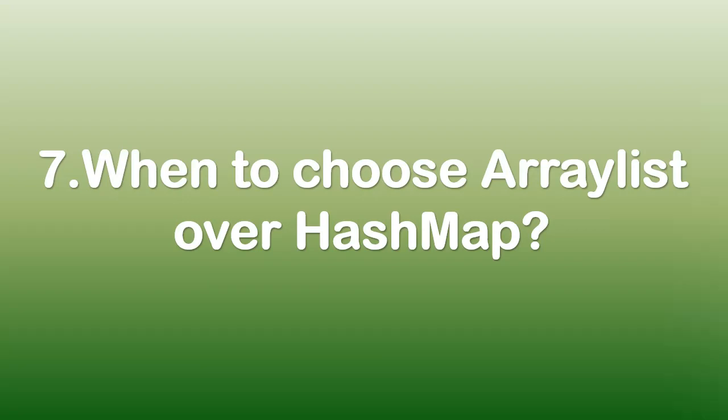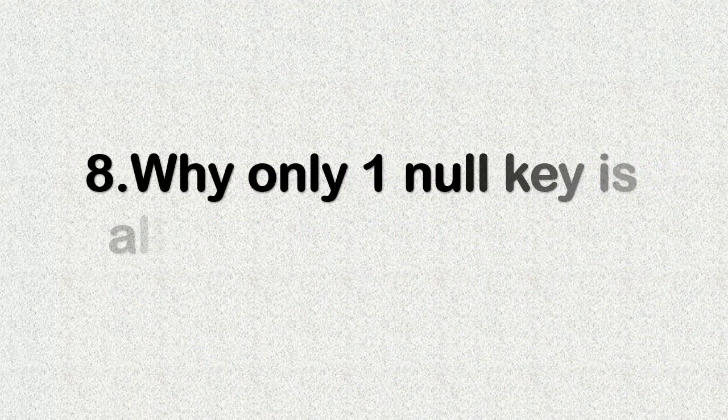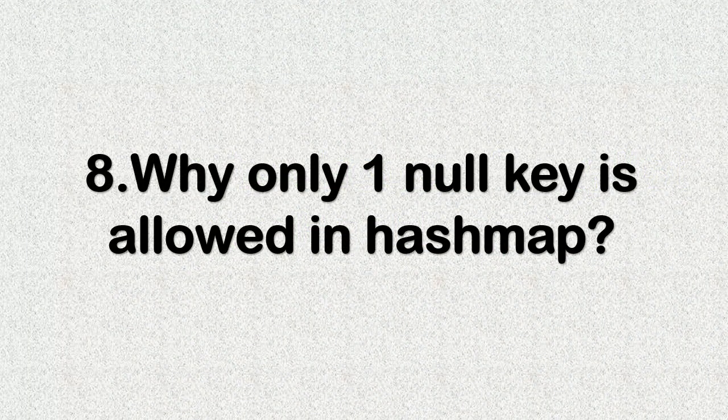Then the next question is interesting: why is only one null key allowed in hash map? Honestly, I'm not getting anything on this. Why is only one null key allowed in a hash map? If you know the answer, comment it out.